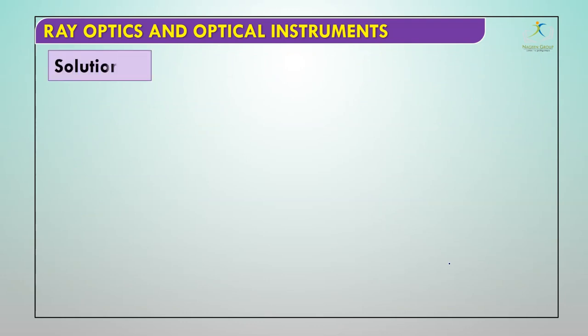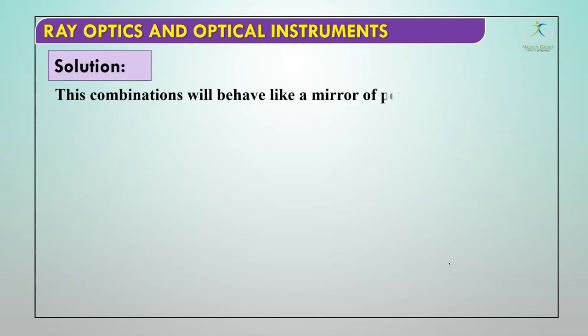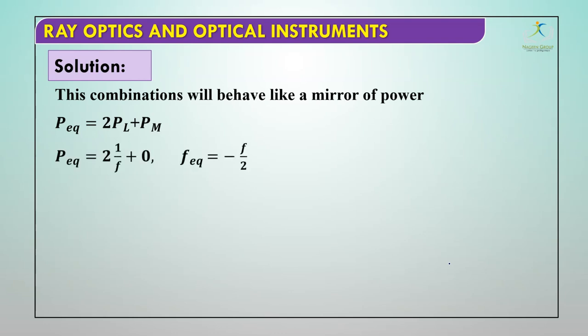Students, let's move with the solution part. This combination will behave like a mirror of power. Like we have a power equation for a plane mirror, this is 2 P_l plus P_m. So the power equation will come 2 times 1 by f, because if we are just taking the value of power, P is equal to 1 by f, and focal length for the plane mirror is infinite, so power will come 0 for that scenario. So we get the result for f equivalent as f by 2.